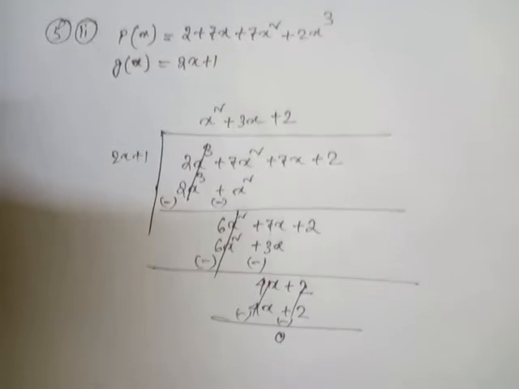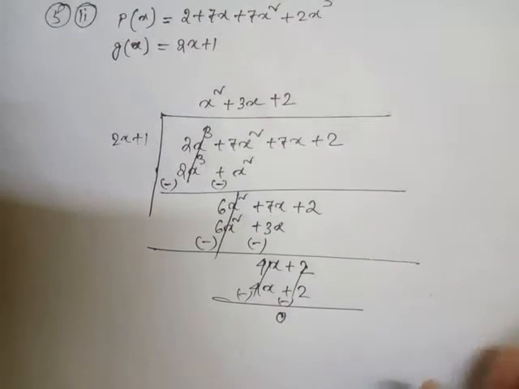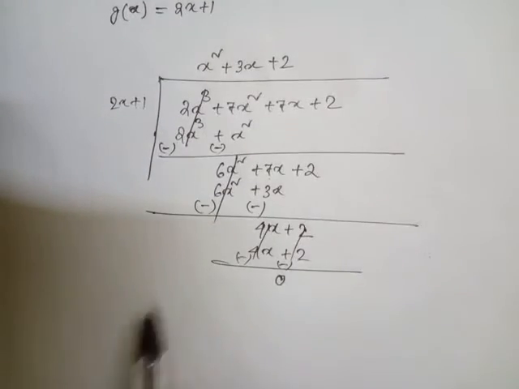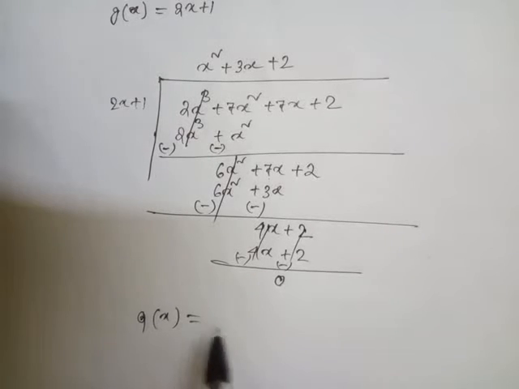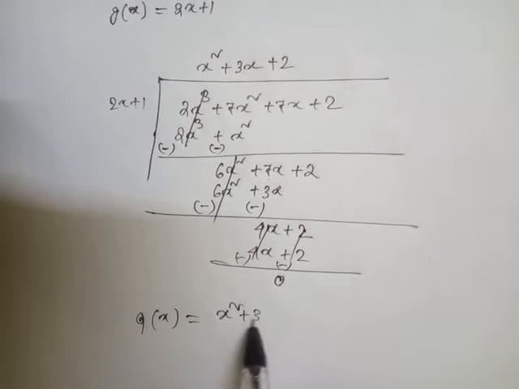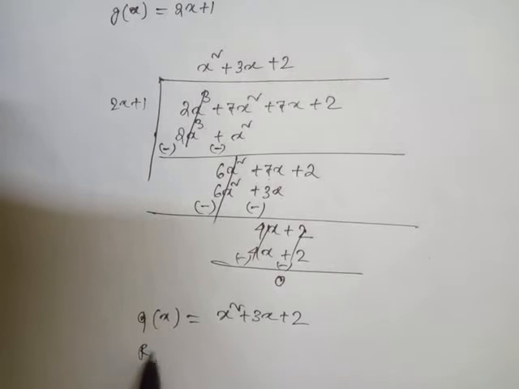So here I will write that p(x) and g(x) are already given here. Now this is the quotient, meaning q(x), so we'll write here that q(x) equal to x square plus 3x plus 2, and remainder r(x) equal to 0. This is the answer of 5 Roman 2.